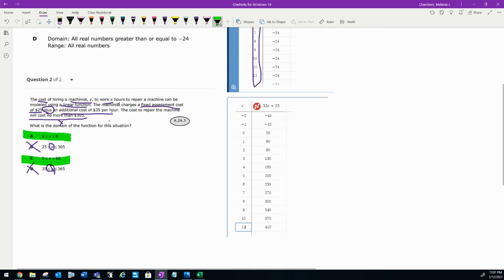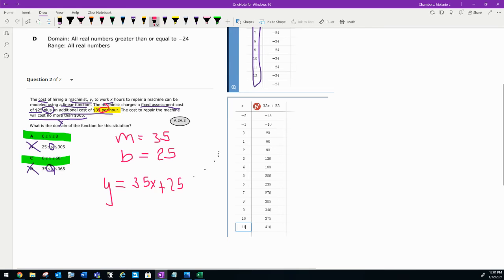All right, so what is the equation? We see this word "per." That means that this is slope. So my slope is equal to 35, because this word here is indicating that that's the slope. And the fixed cost, that's my y-intercept. That's my b, which is 25. So my equation is going to be y equals 35x plus 25. Make that a plus.